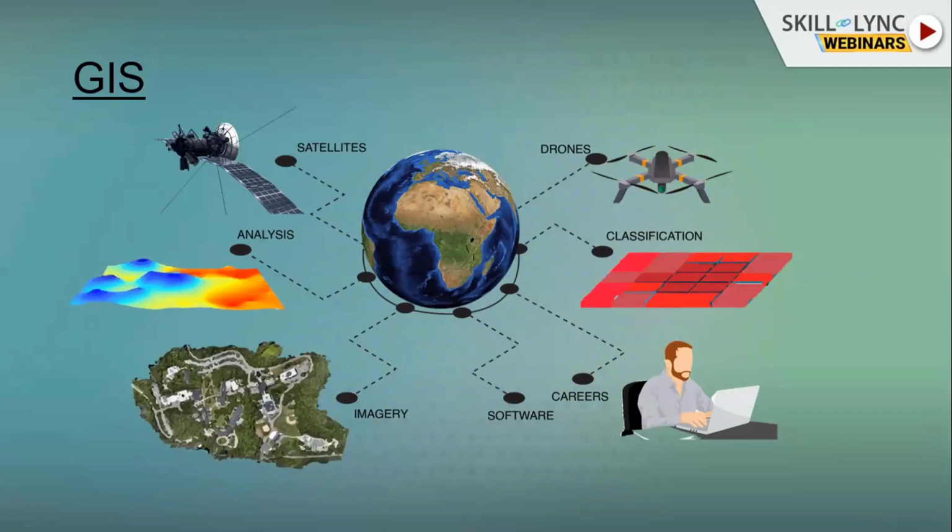Next is classification. For example, we have an image and we want to classify it on the basis of vegetation, or on the basis of urban areas, or on the basis of natural rivers or lakes or water bodies and so on. So in this, you can classify your image based on the classes that you intend to use.